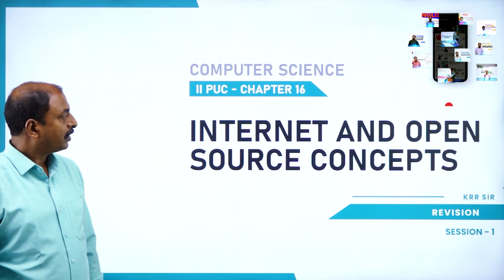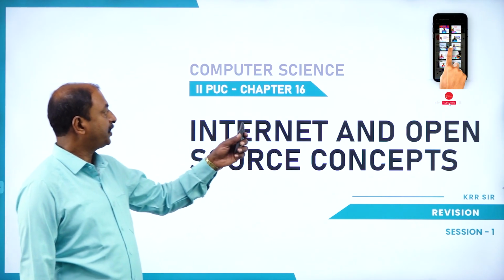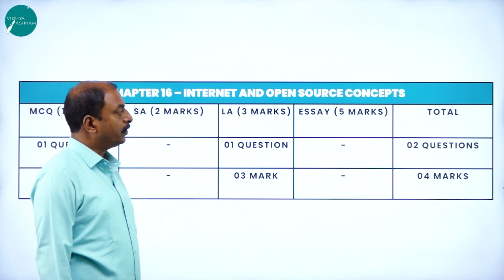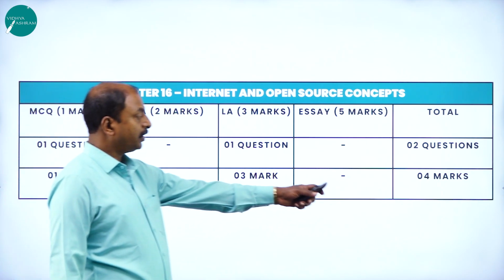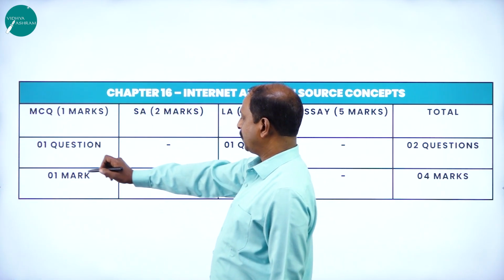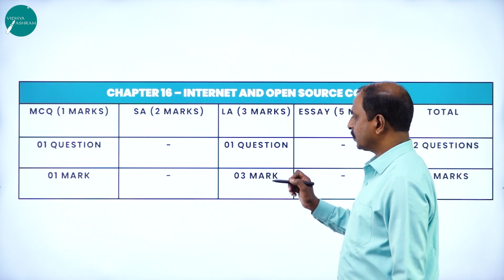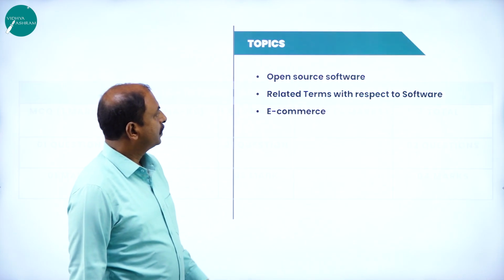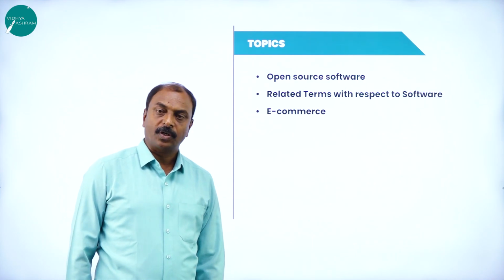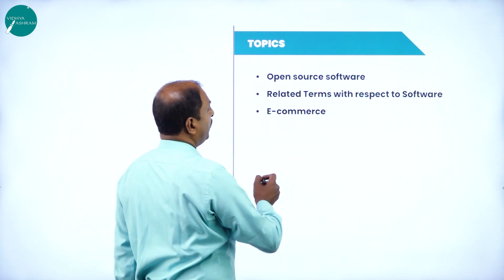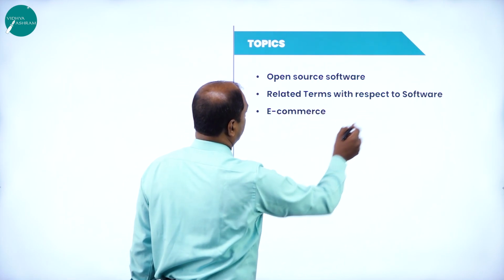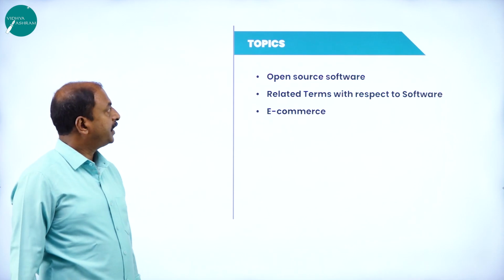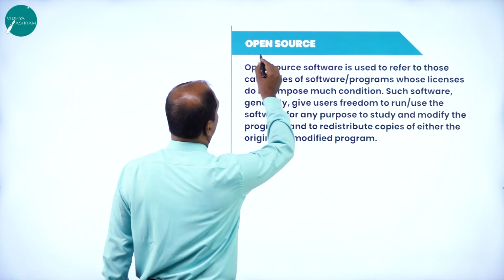Students, let us start our session with chapter number 16, that is Internet and Open Source Concepts. Now, the weightage of the chapter is 4 marks. Here one MCQ for 1 mark and one 3 marks question. Total weightage is 4 marks. So, in this session, we are going to talk about open source software, related terms with respect to software, and e-commerce. Now, let us start with the definition of open source software.